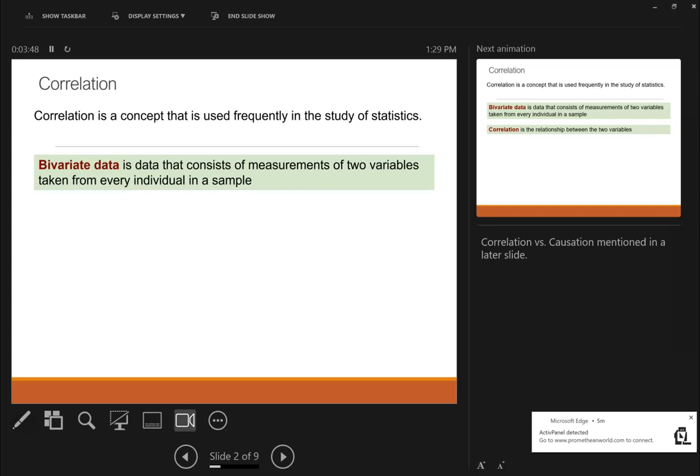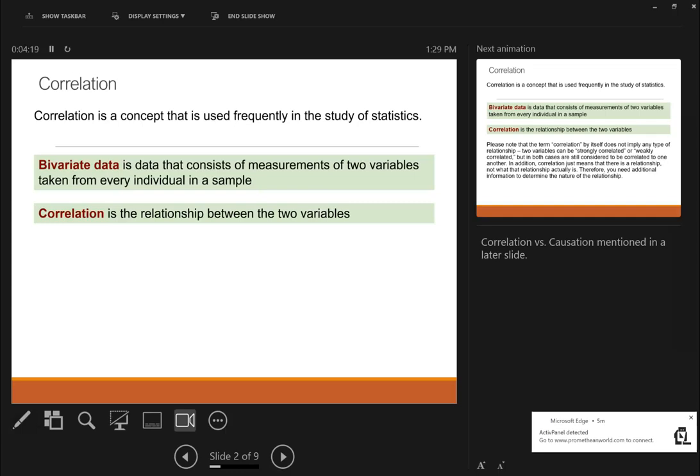So again, bivariate. Data consists of measurement of two variables taken from every individual in a sample. Guess what your IA is? Bivariate, right? Every single person or every single measurement you're taking is going to get two things from it. Whether it's a draft place and a career length, or hours of sleep and the GPA, or whatever.